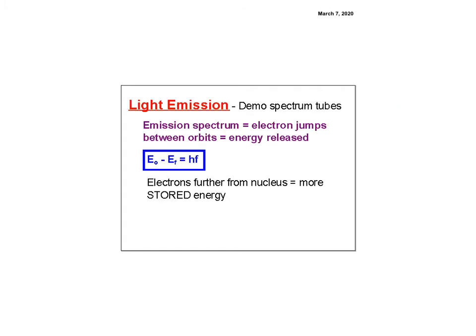So for light emission, it's the difference between the orbitals that gives you the energy of the photon. We know the energy of a photon is equal to hf. And so you can calculate that by looking at that energy difference. We know that electrons further from the nucleus have more stored energy, right, because of potential energy. So that's my electrical potential energy type of energy.